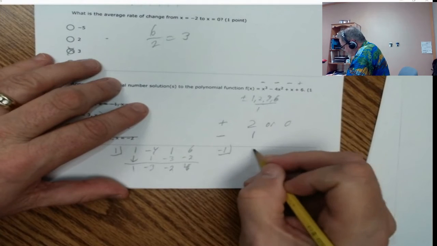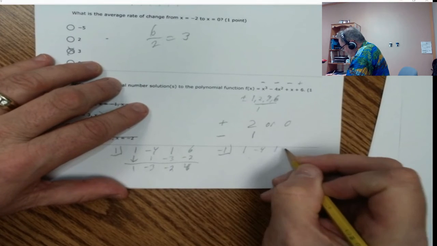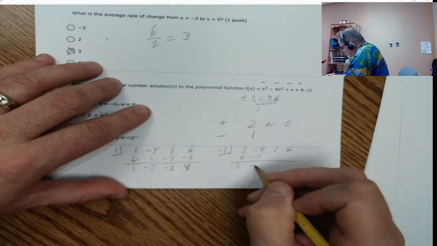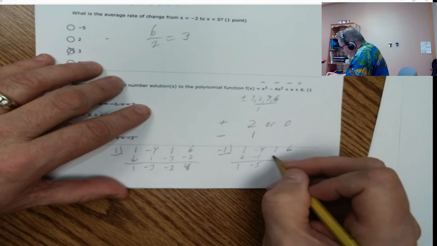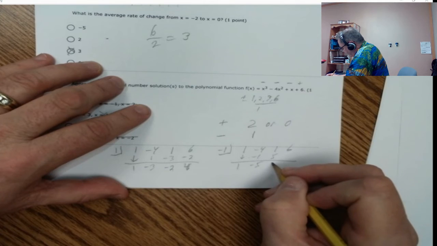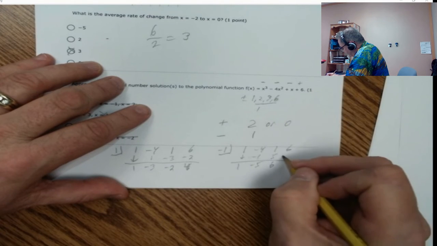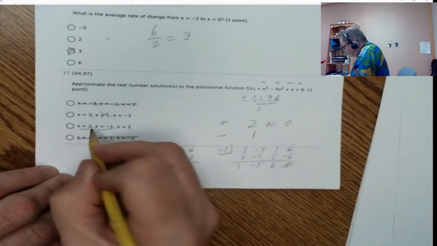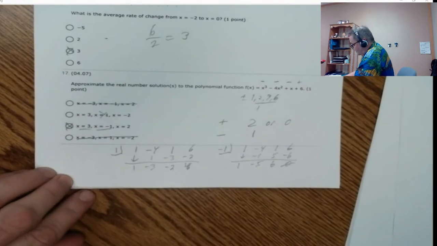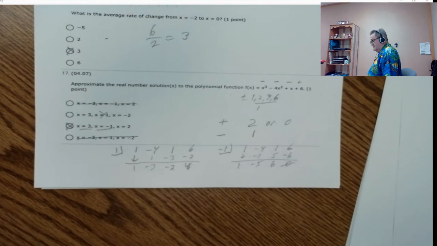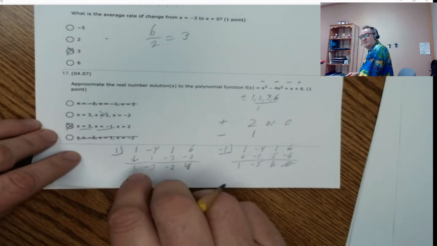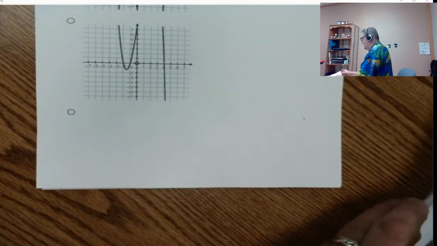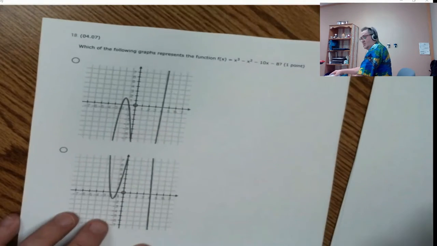Let's try negative 1. 1, negative 4, 1, and 6. 1 times negative 1 is negative 1, so that's negative 5. Negative 1 times negative 5 is 5. 5 plus 1 is 6. Negative 1 times 6 is negative 6. Remainder of 0, negative 1 is one of the roots. So we're going to go with that answer by process of elimination. We can always graph it if we want to verify it, but we're going to go with our gut there that we mathematically eliminated all the other answers.